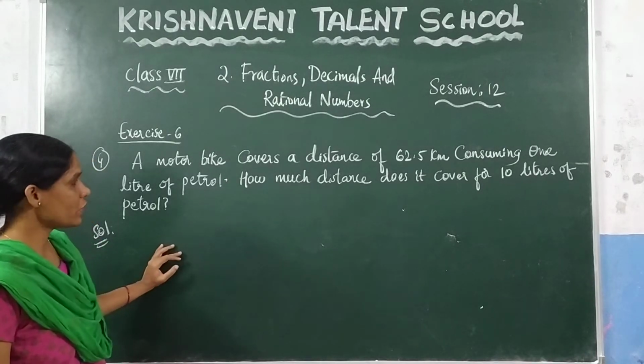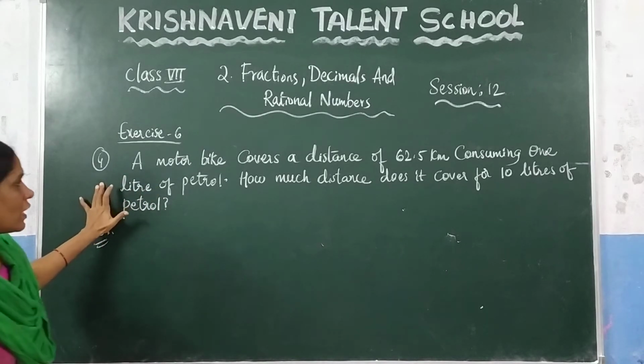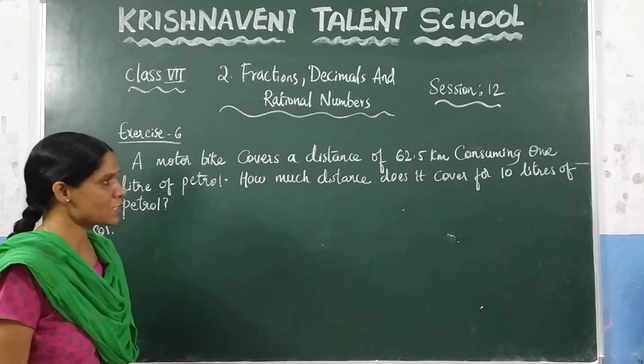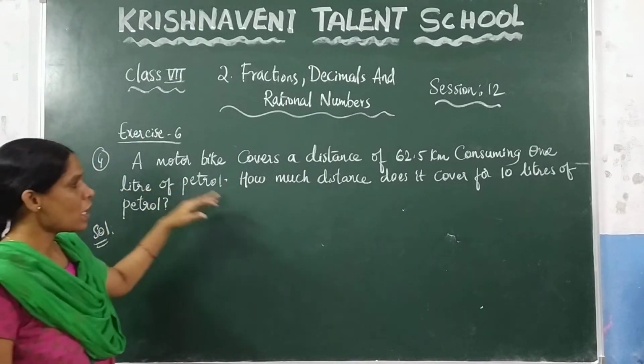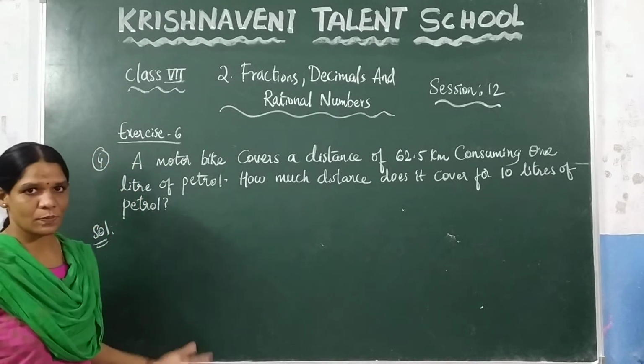In this session, we are going to solve the next problem of exercise 6, which is the fourth question. And what's the question given here? A motorbike covers a distance of 62.5 kilometers, consuming 1 liter of petrol. How much distance does it cover for 10 liters of petrol? It's a very easy problem.